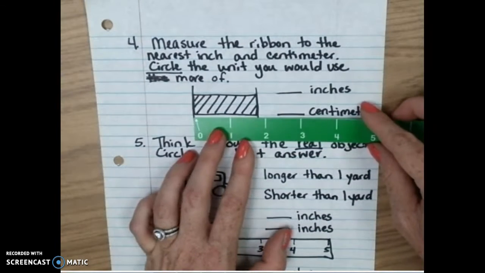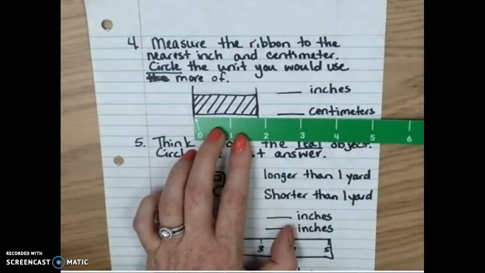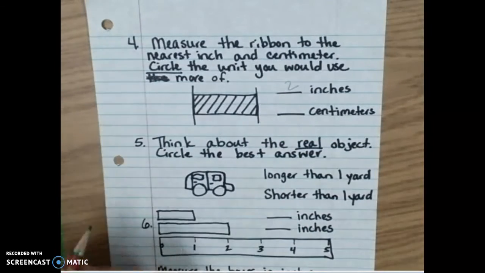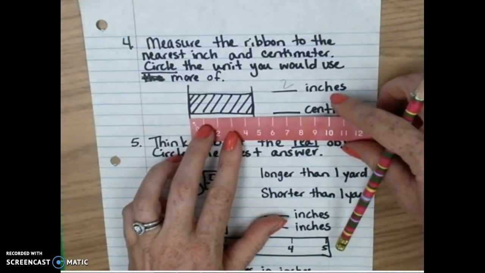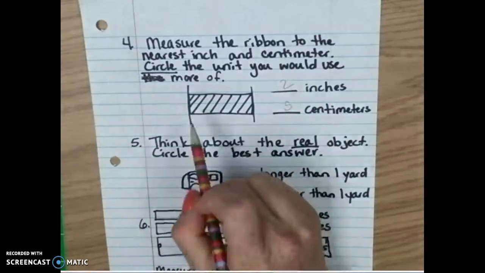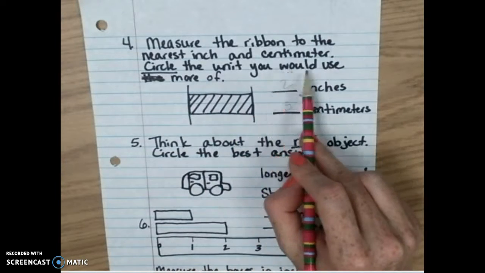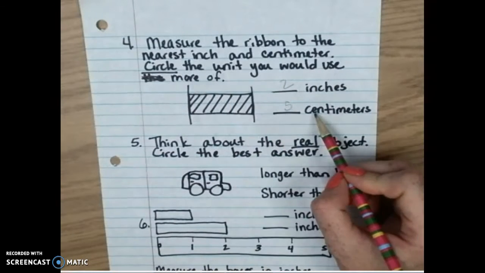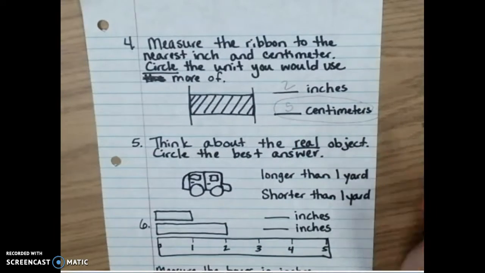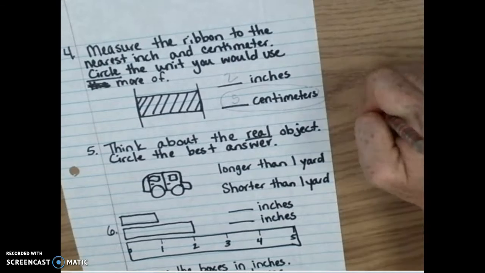So here's my little inch. It is almost 2 inches, so I'm going to put 2 in my inches. And my centimeters, it is almost 5, so I'm going to put 5. Then it says circle the unit you would use more of. Well, because centimeters are smaller, I had to use more of those, so I'm going to circle that one. I'm going to erase this little spot where I drew on my desk.